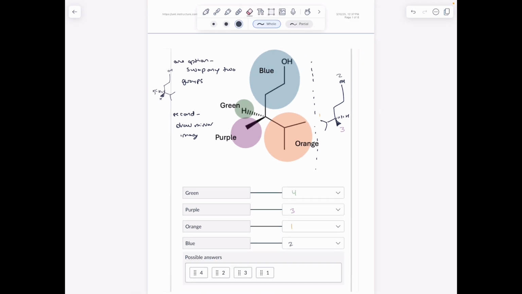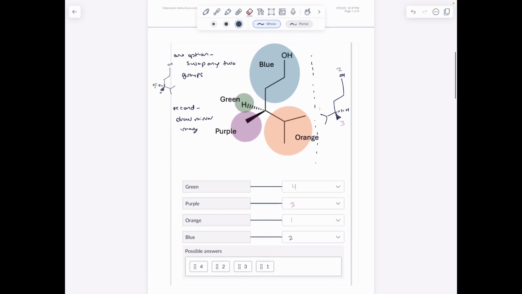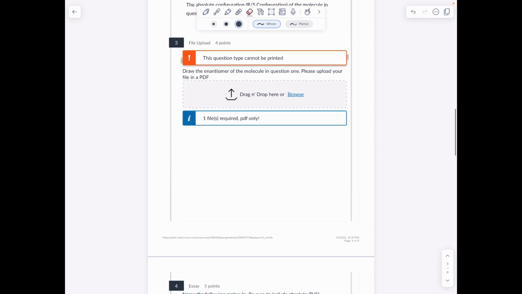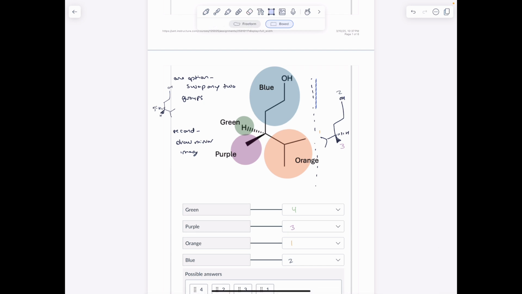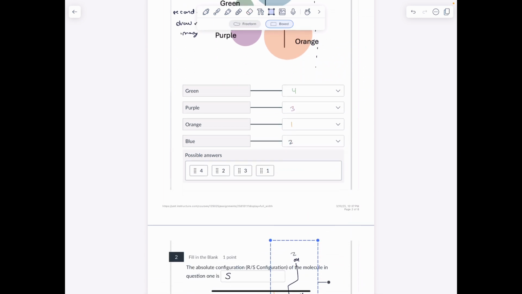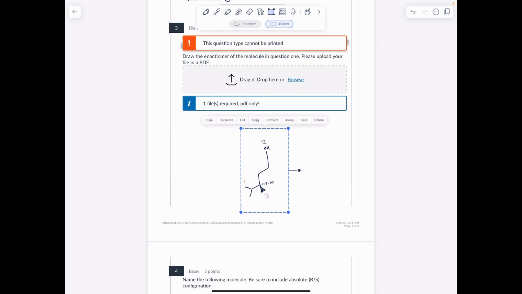But always check yourself like I just did. Make sure that you've truly made the mirror image. So that's what I try to always do. I always check the R/S configuration just to double check. So my answer that I probably would have gone with is this one. So maybe I can drag it down and put it right here.